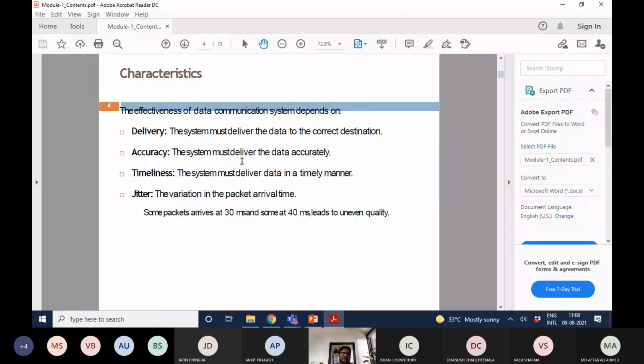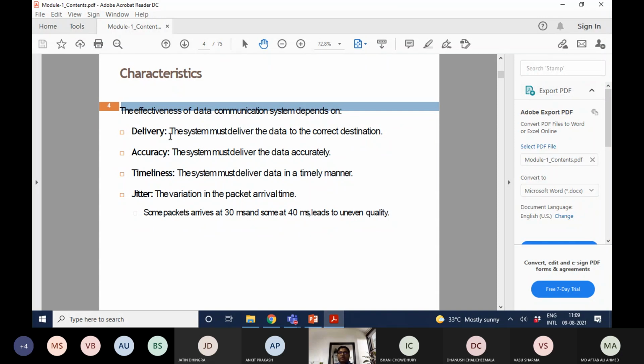The first one is the delivery. Delivery means the system must deliver the data to the correct destination. Whenever we are talking about delivery, the data packet must be delivered to the correct destination. We don't want it to be delivered to a wrong destination. That is our first aim.